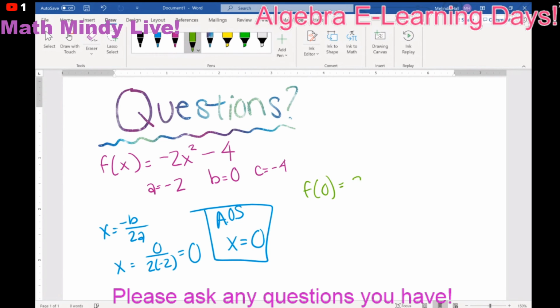And the greatest thing about this is that when you plug in 0 for x, you just get your y-intercept. And so this would be negative 4. Okay.